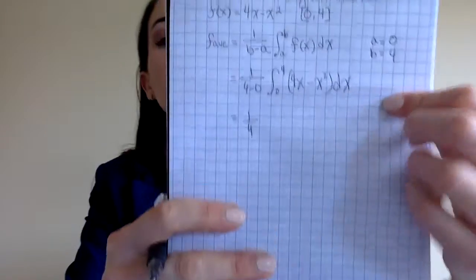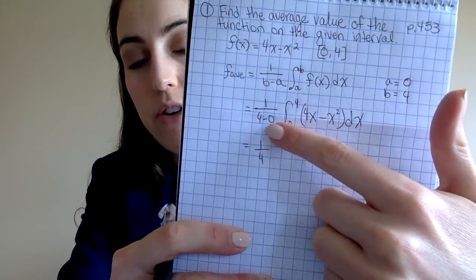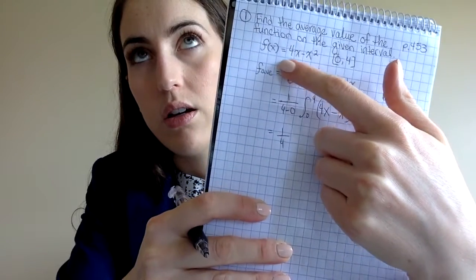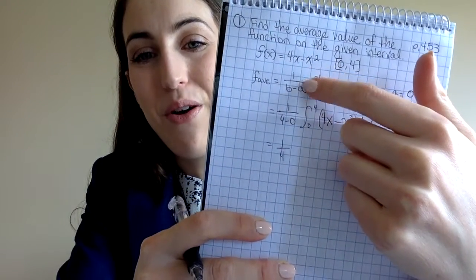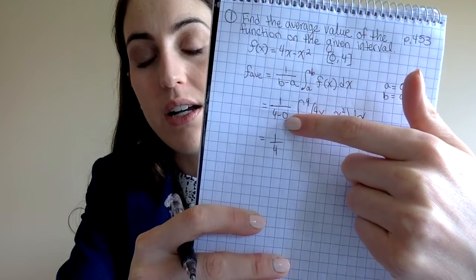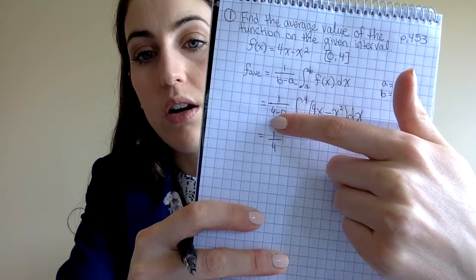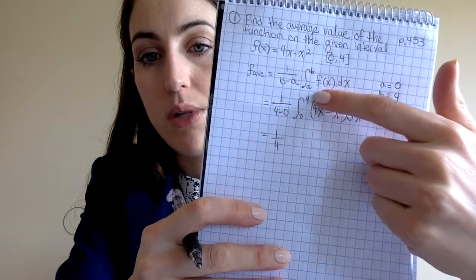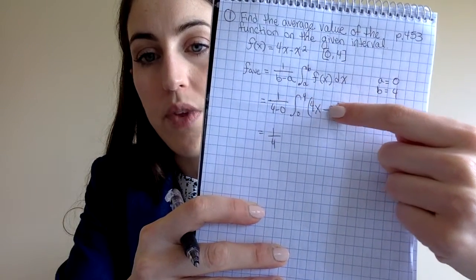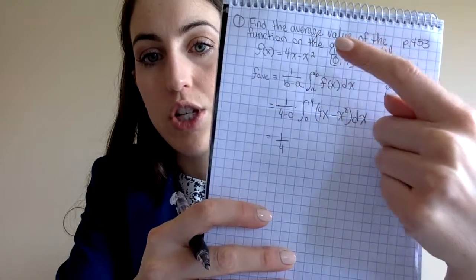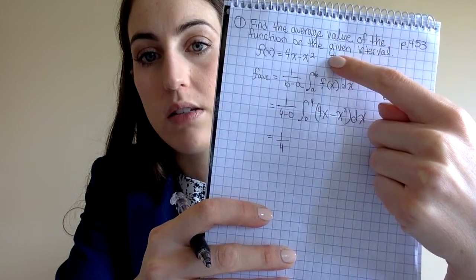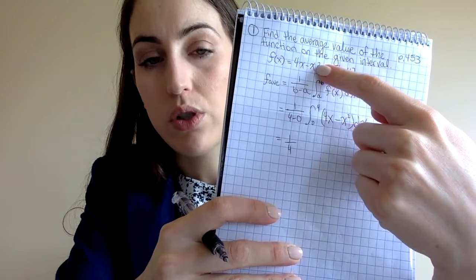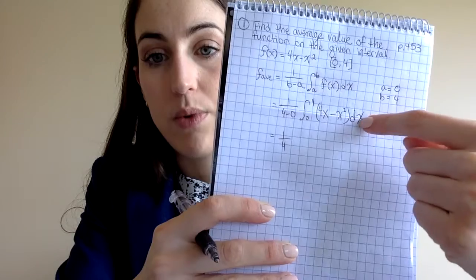Okay, so I've got 1 over b minus a. Our b is 4, a is 0, so 1 over 4 minus 0, which reduces to 1/4. We have the integral from a to b, so from 0 to 4, and then we have the function, which came from our given up here, 4x minus x squared. Replace the f of x with what f of x is equal to, the function, dx, okay?